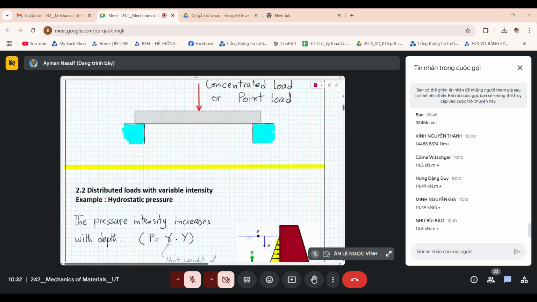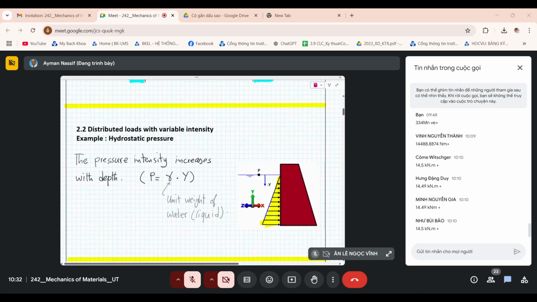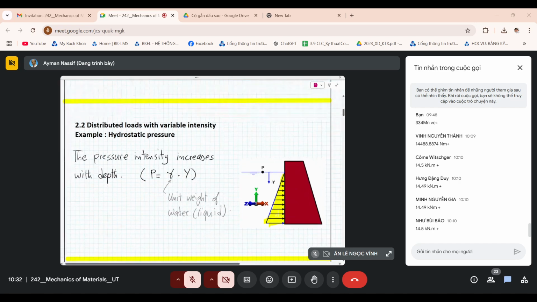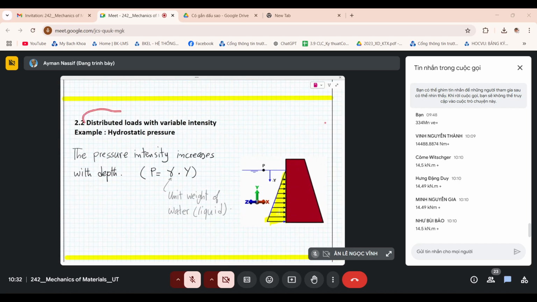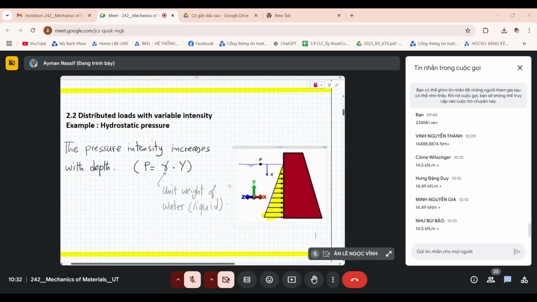Again, in a very simple idea, as a revision quickly, we have what is called distributed load, or variable intensity. So this is a load which is not concentrated, not point load, but variable, like what you see here in the hydrostatic pressure behind the dam in front of you.